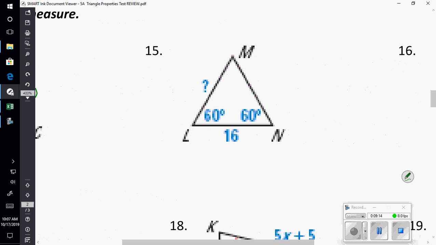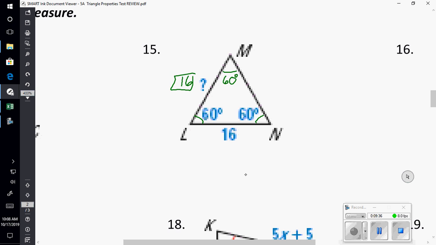On number 15, we're given that the measures of these two angles are 60 each. If both of those are 60, the third one will also have to be 60 to give us that 180 degree total. If all the angles are 60, that means it's also an equilateral triangle, which means all the sides are the same length. So that means that this side is also going to be 16.